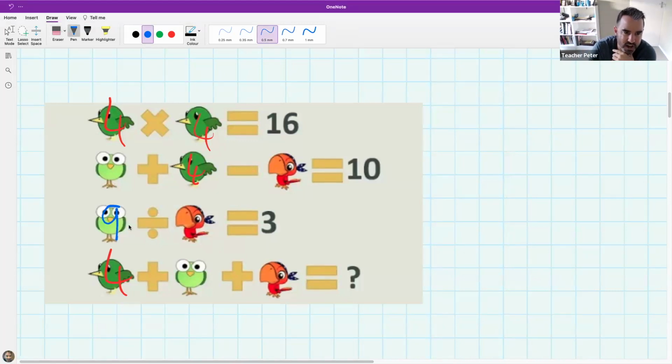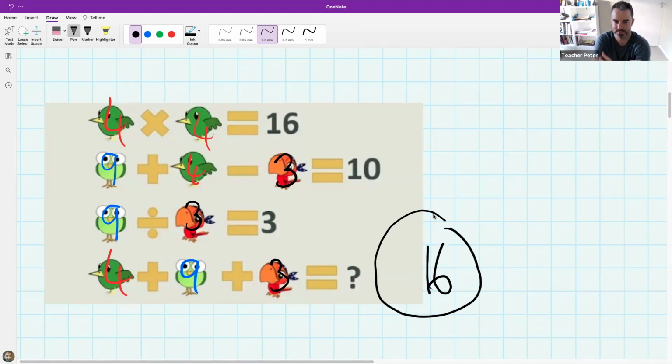So if this is 9, what does the red bird have to be? I think it has to be 3. Yes, it has to be 3. So what are 3 Angry Birds equal to? What are 3 Angry Birds? 4 plus 9, and it's plus. There's no fancy BODMAS. So the final answer, indeed, Stephen, is 16.